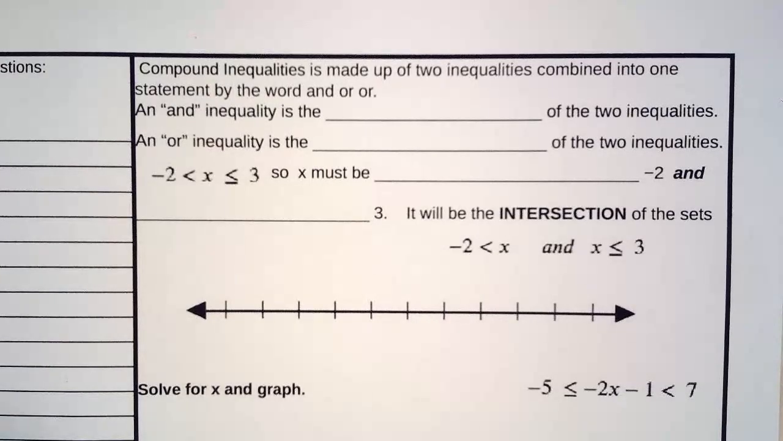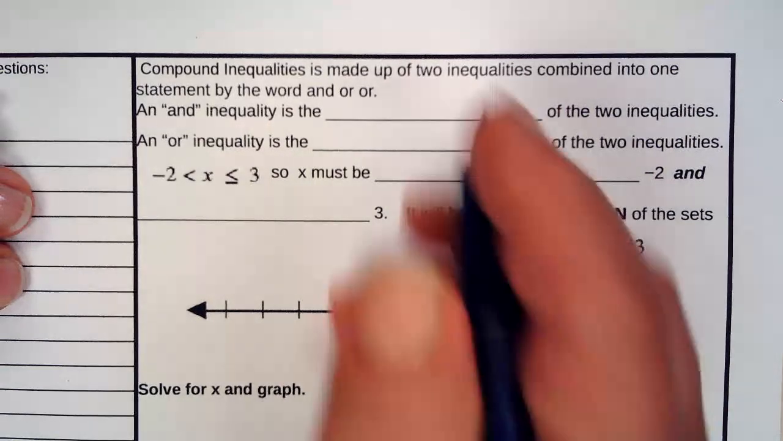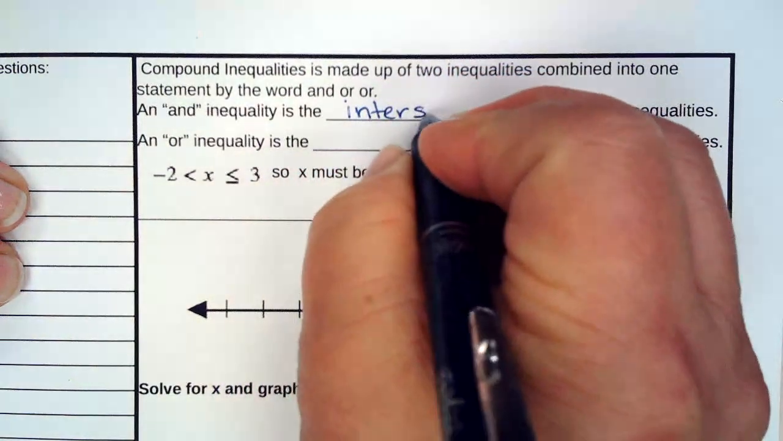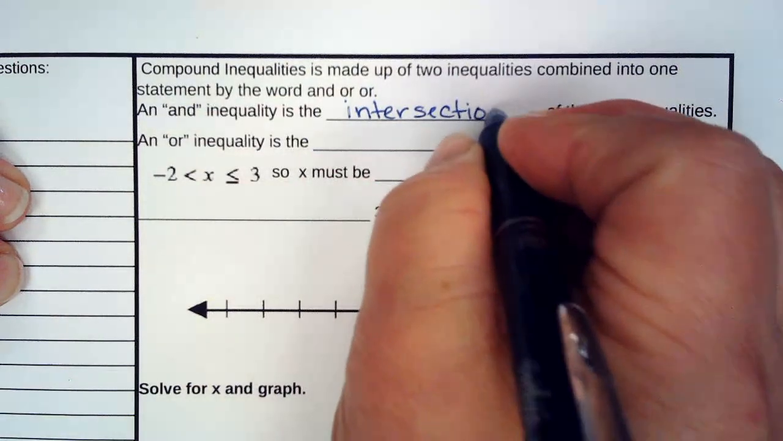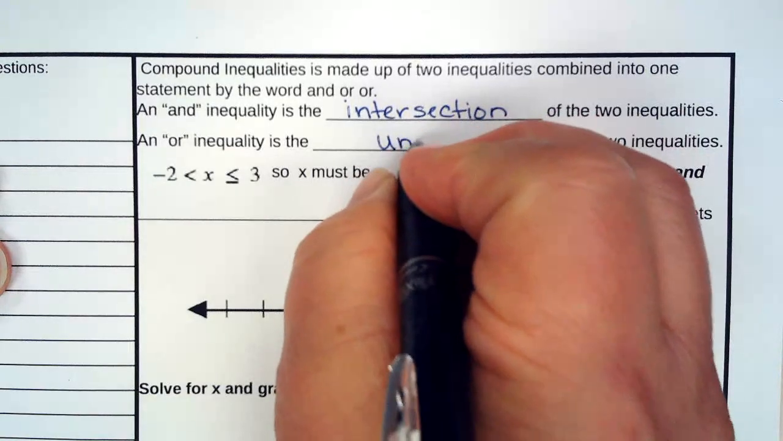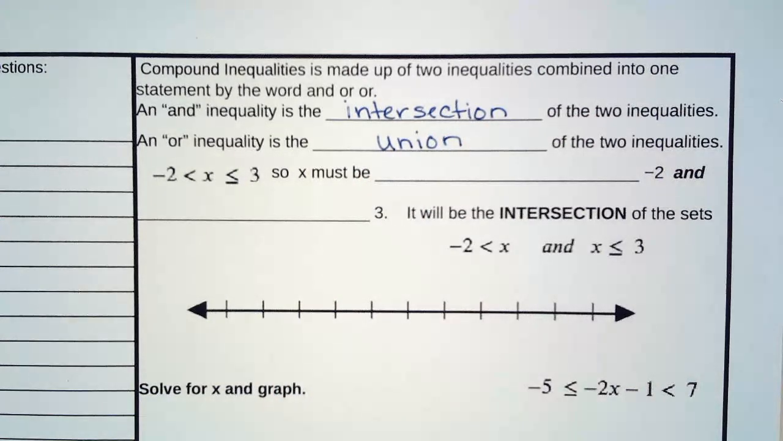A compound inequality is made up of two inequalities combined into one statement by the word and or the word or. The and inequality is the intersection of the two inequalities. The or inequality is the union of the two inequalities.